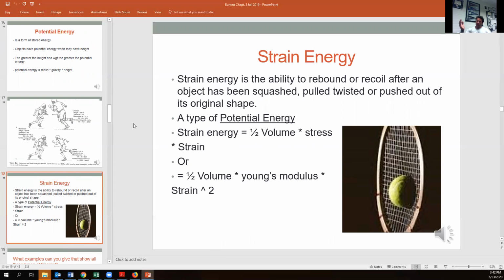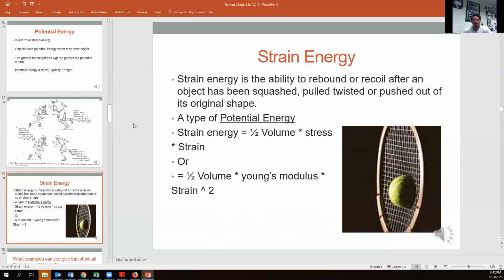Think of a tennis ball hitting a racket, where it's going to be pulling back on those strains. Strain energy is equal to half of the volume multiplied by the stress and the strain. Or we can see this as half the volume multiplied by Young's modulus, which is a fixed value, and multiplied by the strain the object is incurring.